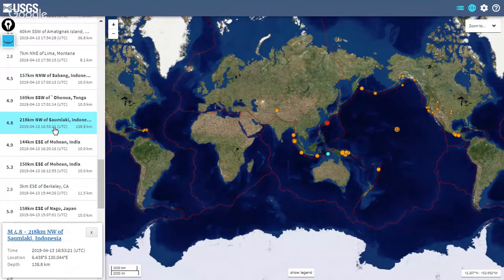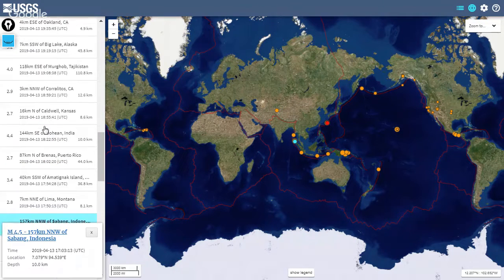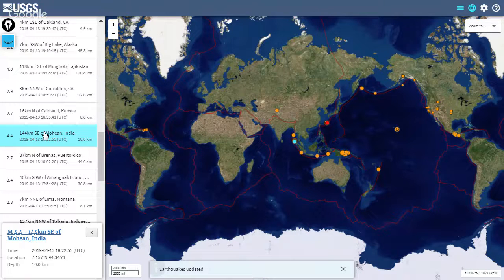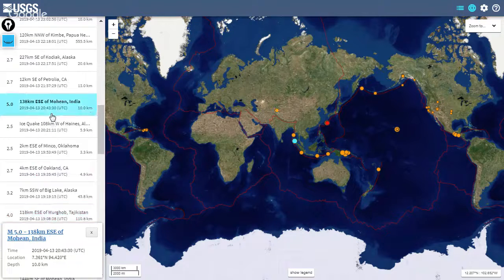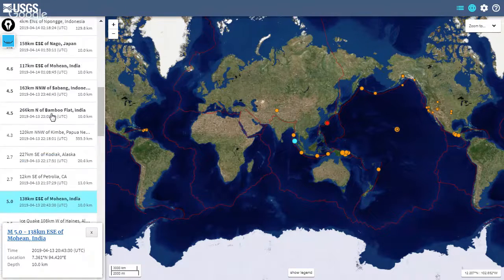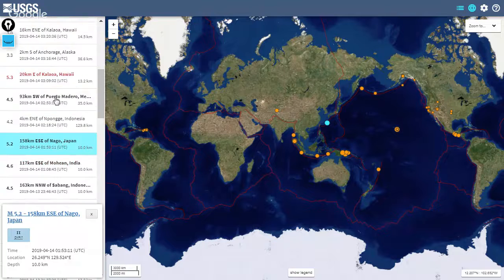4.8 at Indonesia at depth, suggesting a larger quake may occur at the surface. 4.9 at Tonga. 4.5 at Indonesia. Bit of a ring of fire uptick. 4.4 at India. 4.0 at depth in Tajikistan. Here's a 5.0 at India. 4.5 at India. 4.5 at Indonesia. 4.6 at India. 5.2 at Japan.